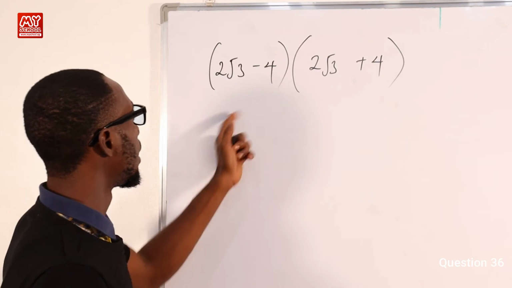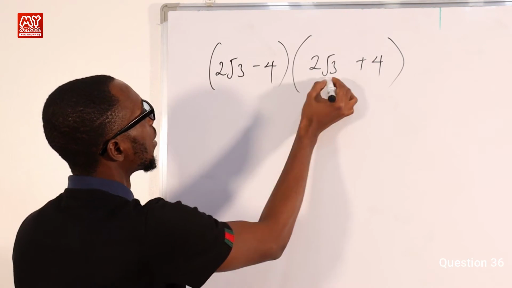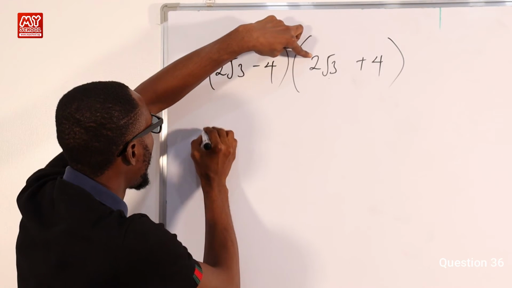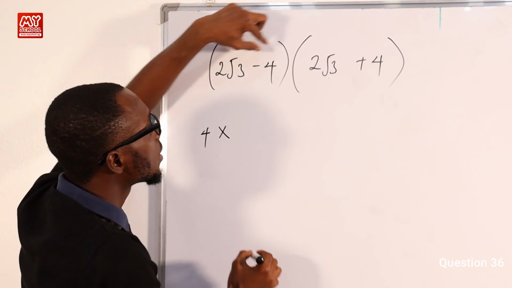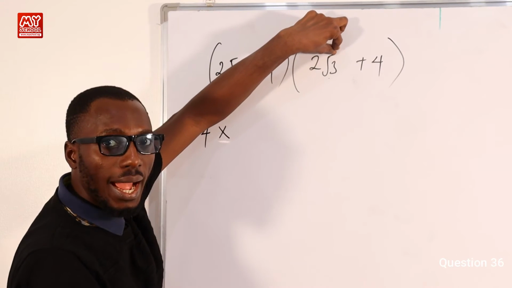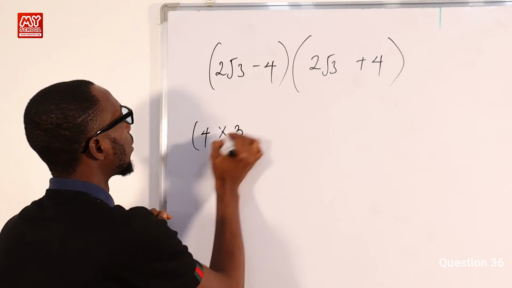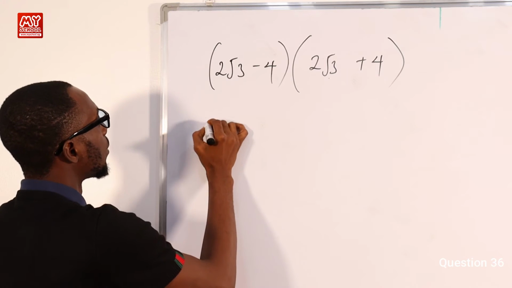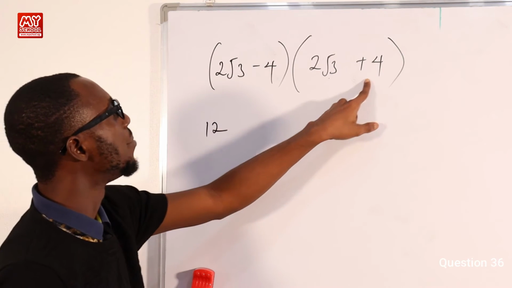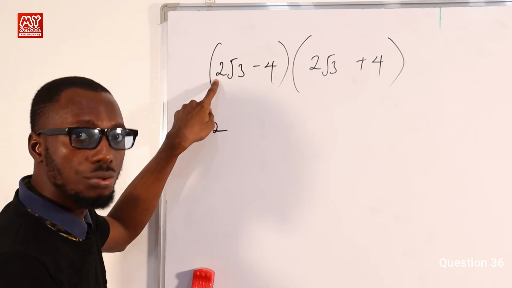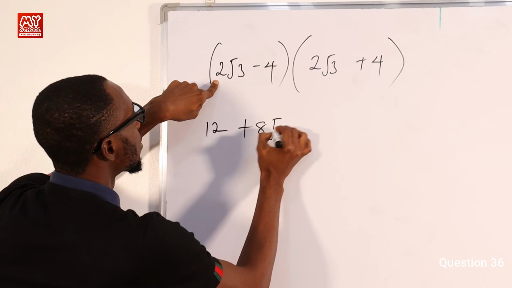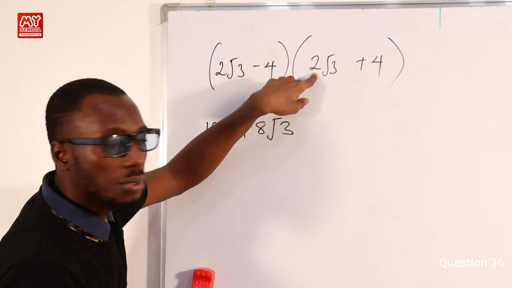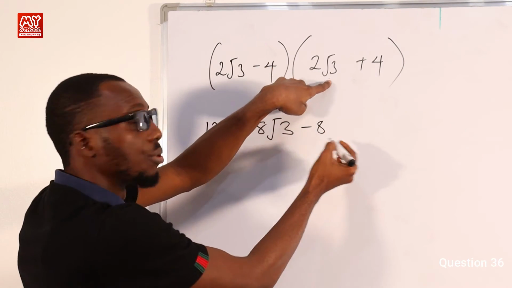Let's just multiply this. So we have 2 root 3 times 2 root 3. That is 2 times 2, that is 4, times root 3 times root 3, that is root 9. Square root of 9, that is 3. So I can simply make this 12, so that our work will be faster. This is 12. 2 root 3 times plus 4, that is 4 times 2, that is 8 root 3. Then on the other side, minus 4 times 2, that is minus 8 root 3.